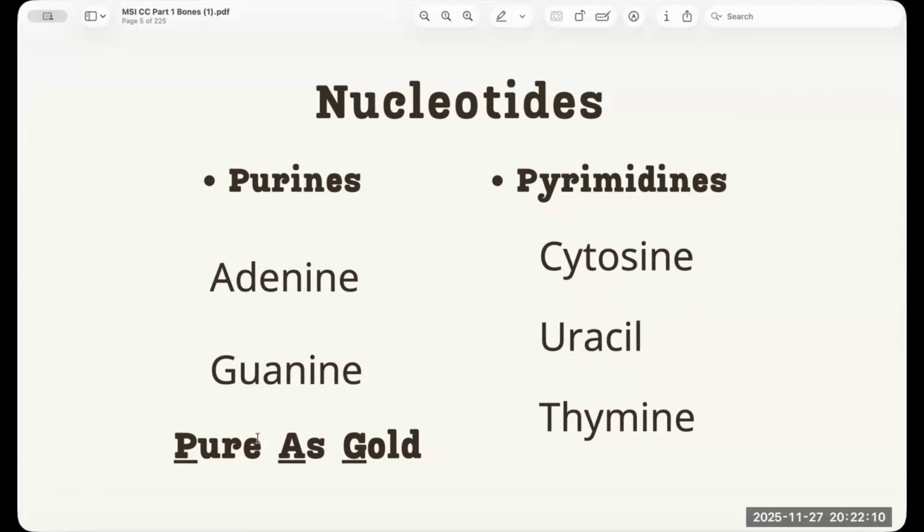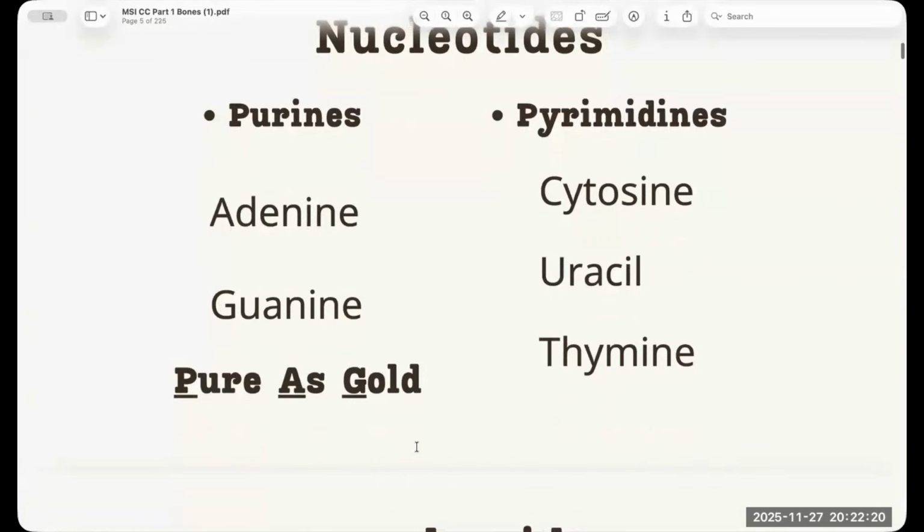A way we can memorize purines is by the mnemonic "pure as gold." So purine. A is for adenine. G is for guanine. All right.